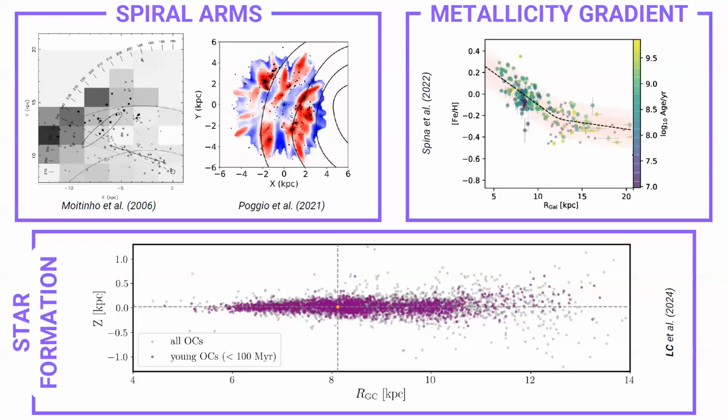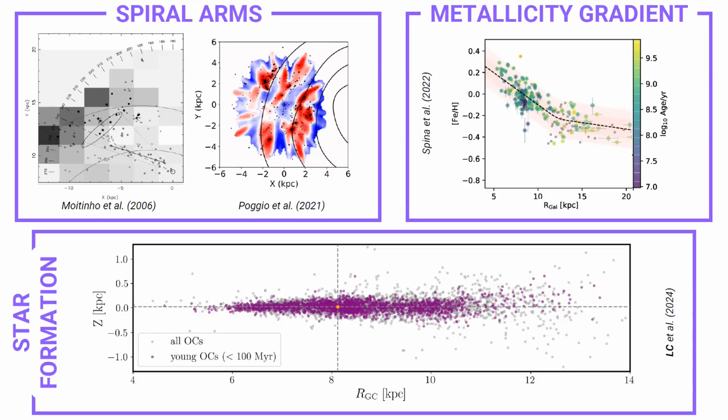As I said, there are multiple fields that are interested in open clusters. Open clusters can trace spiral arms. Here you see the maps from André and the one from Eloisa Poggio. They can trace the metallicity gradient, the fact that the metallicity goes down, so you have fewer metals in the outskirts of the galaxy.